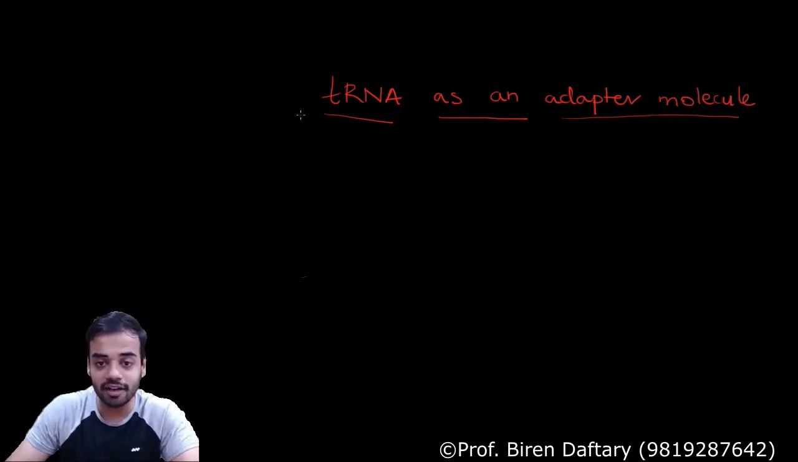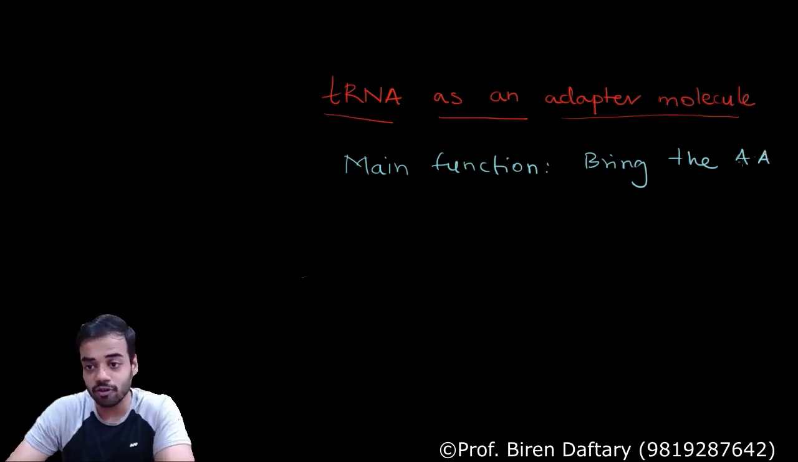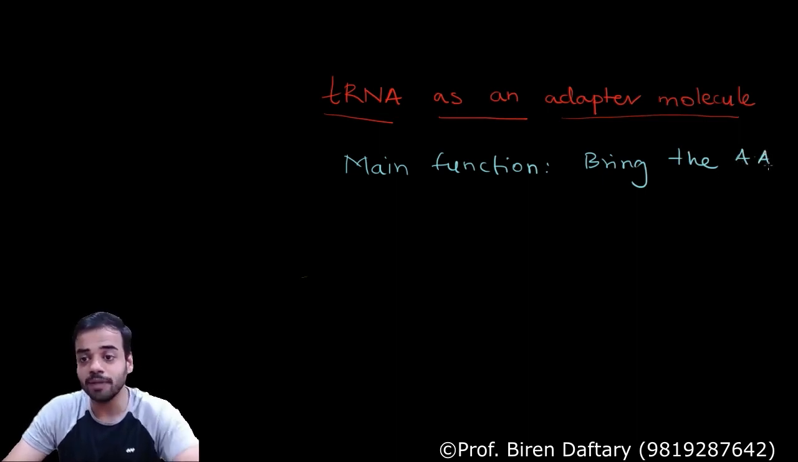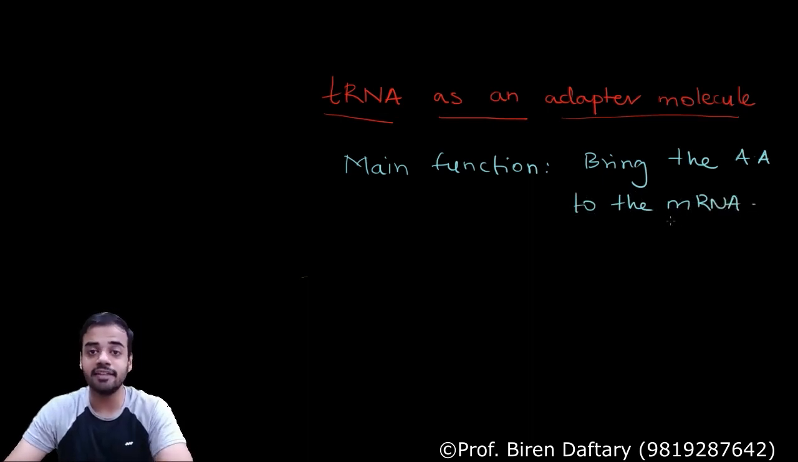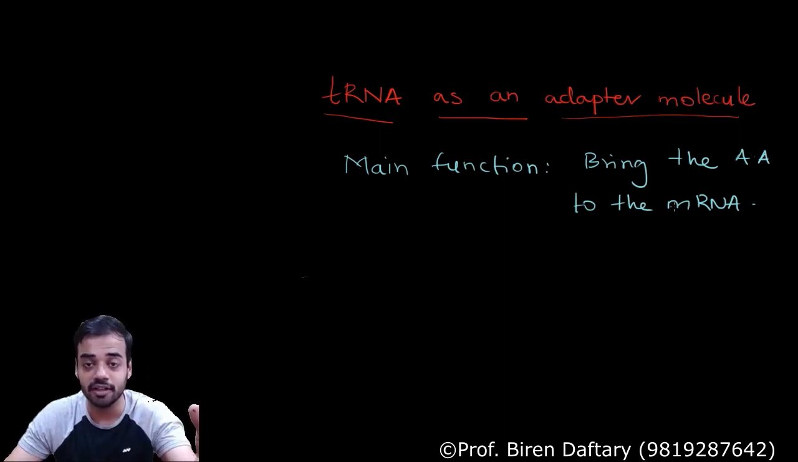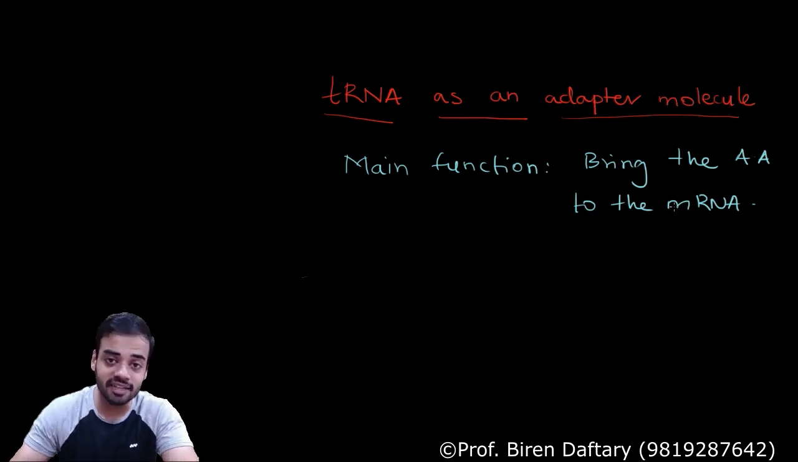Have you got the point? So I will write down the main function of tRNA, which is to bring the amino acids, short form AA, to the mRNA, correct? And that is why they are called an adapter molecule, because they are connecting the mRNA and amino acids. Now where are the amino acids present? The amino acids are present in the cytoplasm.